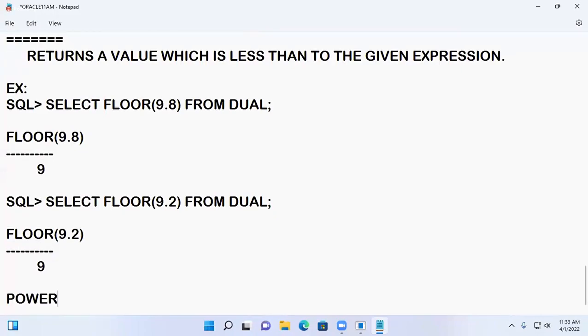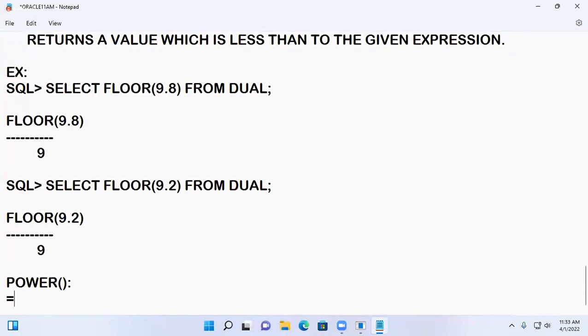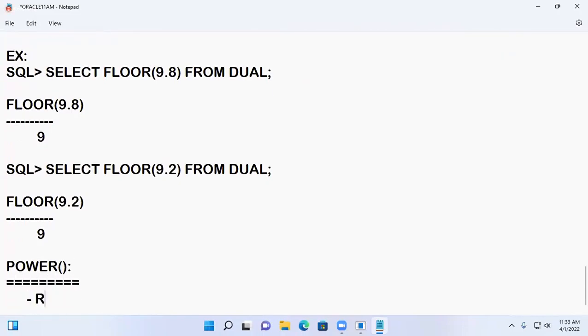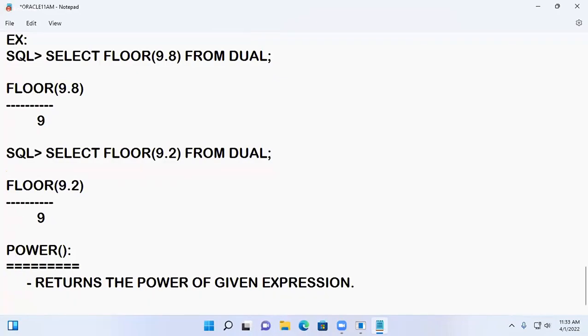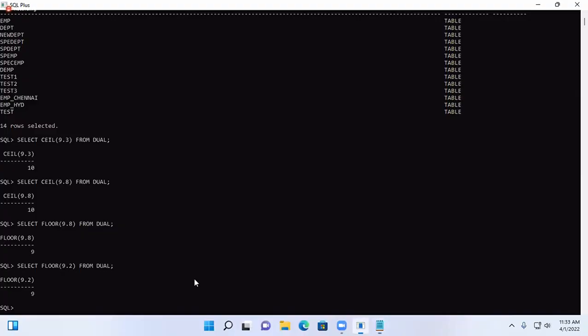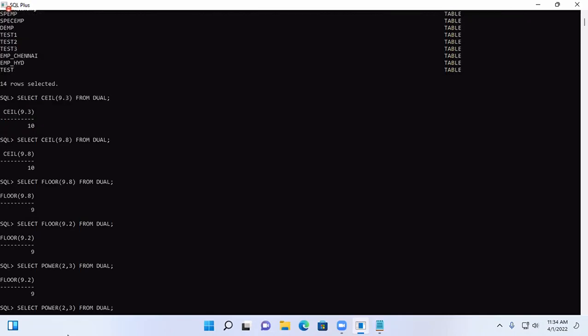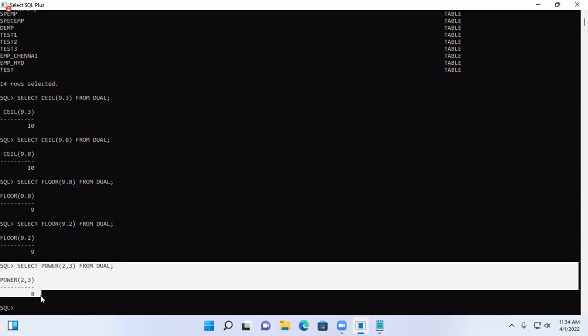And the next function is called the POWER function. This function returns the power of the given expression. For example, when I send 2 comma 3, it is 2 to the power of 3, how much? 8. So it is taken as 8.